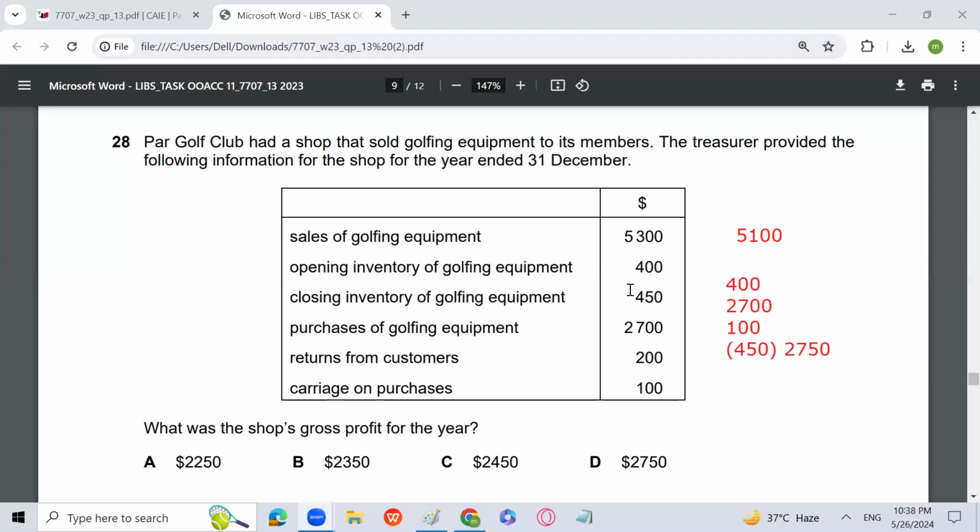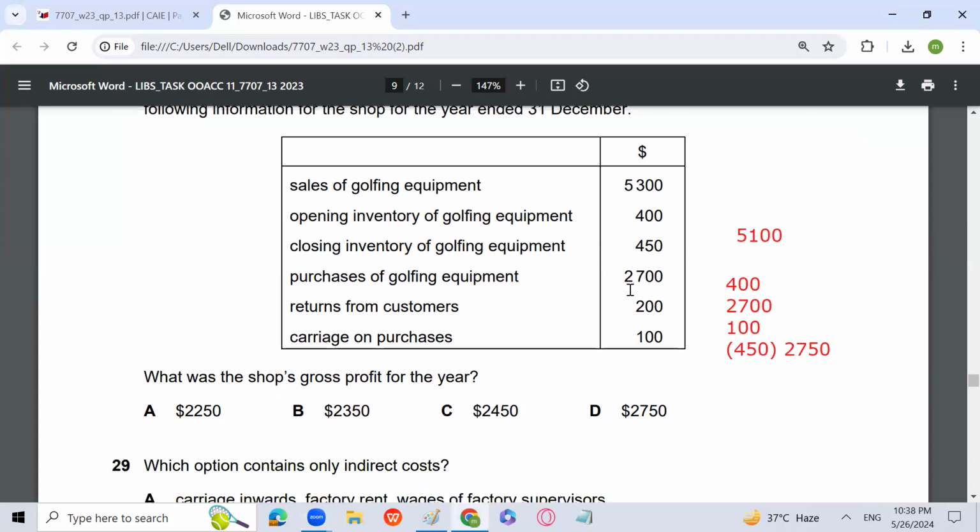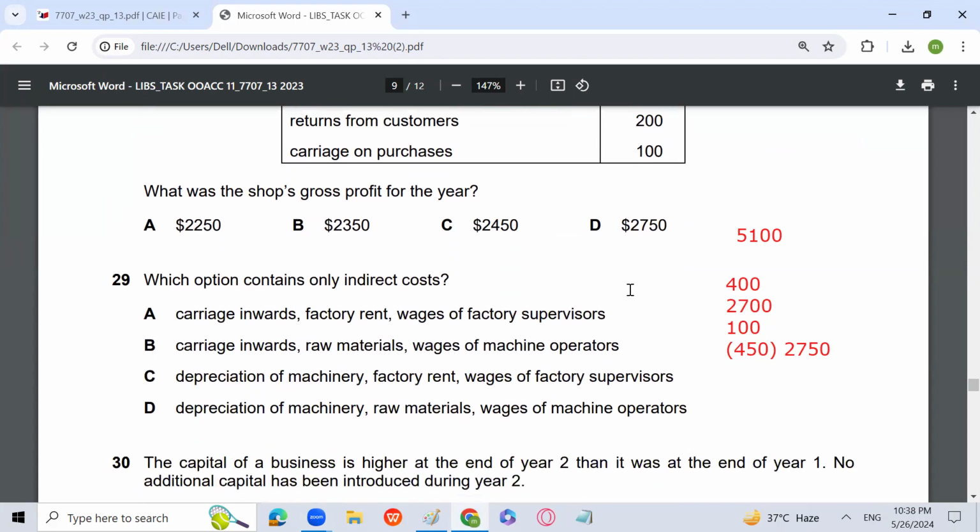Very easy, very simple. Just a trading account, that's it. But a trading account for the subscription for the non-profit organization.